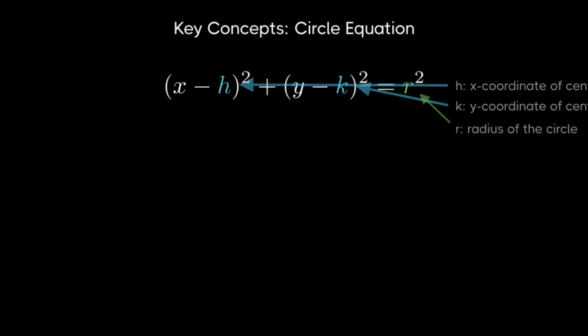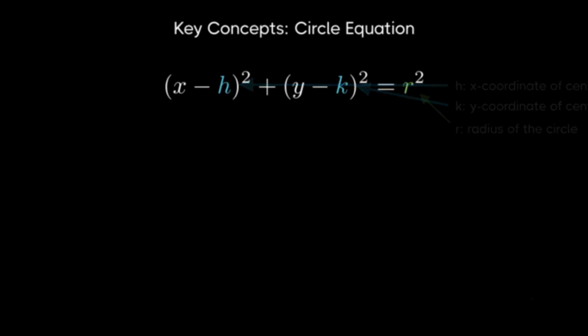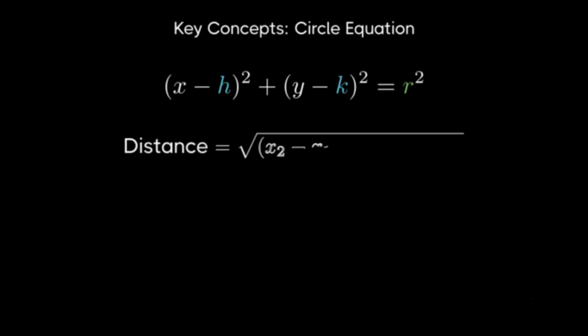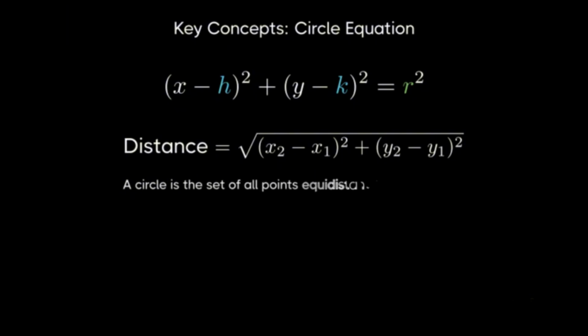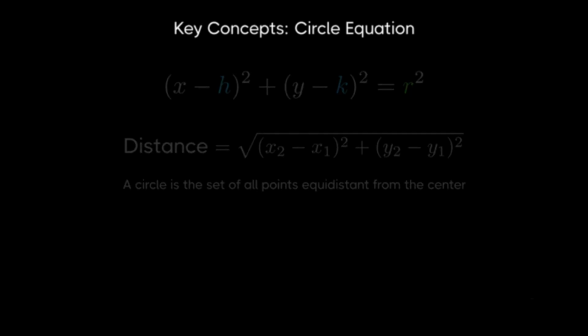The circle equation is actually derived directly from the distance formula in coordinate geometry. The distance between any 2 points in a coordinate plane is given by the square root of the sum of squares of the differences in their coordinates. For a circle, every point on its circumference is exactly the same distance from the center, that distance being the radius. Armed with this understanding, let's apply our knowledge to analyze a specific circle equation.